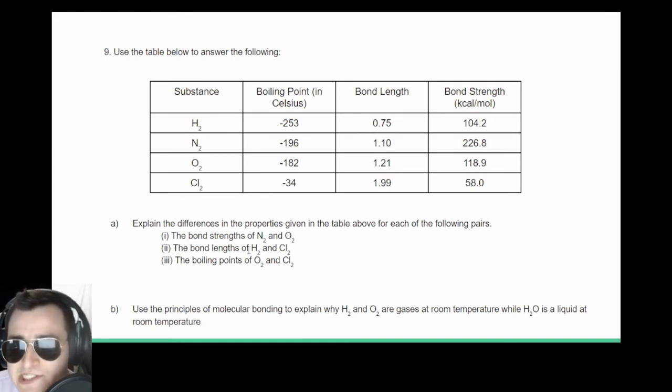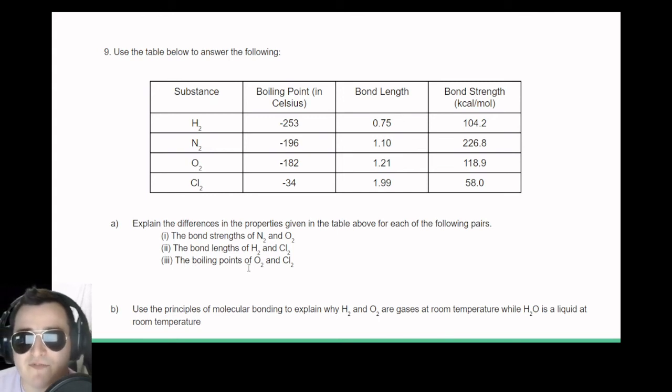The bond lengths of H2 and Cl2. Bond lengths, we've got H2 .75, Cl2 1.99. Point to me where hydrogen is on the periodic table and where chlorine is on the periodic table, because both of these have single bonds. Chlorine is significantly larger than hydrogen. Chlorine is on period 3. Hydrogen is period 1. The smallest atom out there. Chlorine is a little bit beefier. And therefore, the bond must be a little bit longer in order for those guys to make that relationship work.